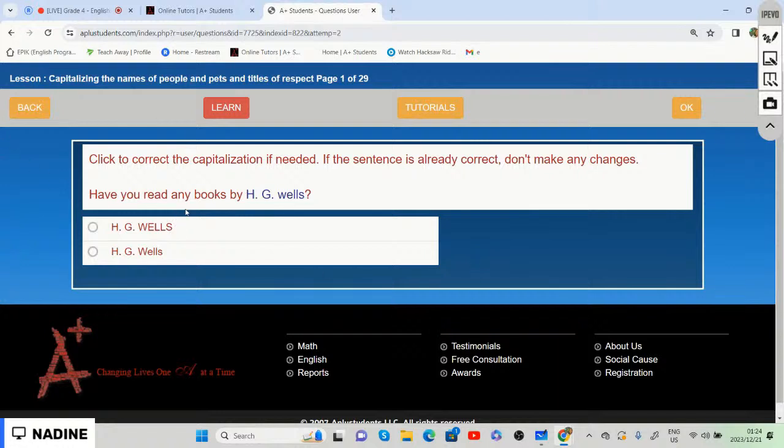For example, have you read any books by H.G. Wells? We need to select the correct capitalization. Is it H.G. Wells, the first one, or the second option, which is H.G. Wells?